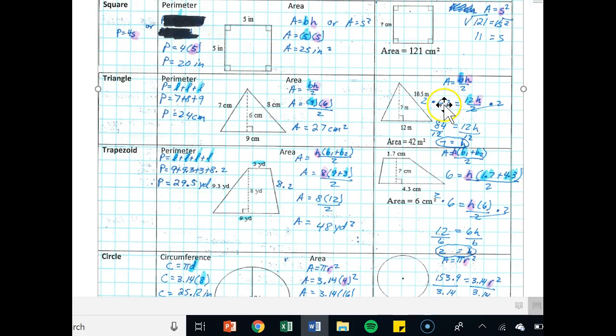You know your base of 12, you know your area of 42, you don't know your height, but you know everything's going to be divided by 2. So you multiply both sides by 2, you get 12h equals 84, then it's a one-step equation, divide both sides by 12, so you get 7.